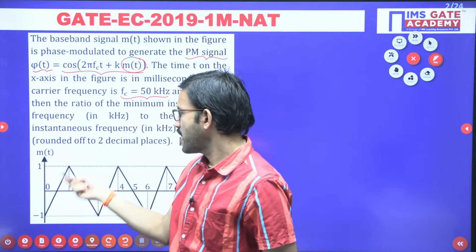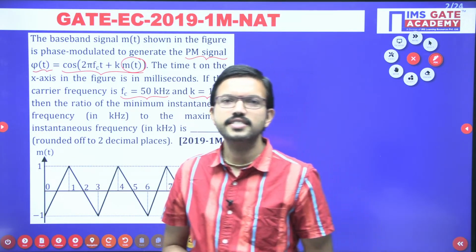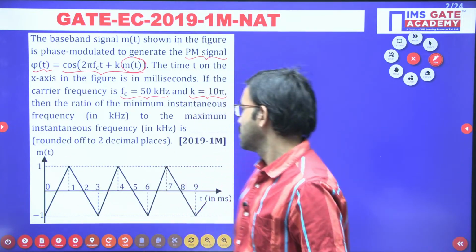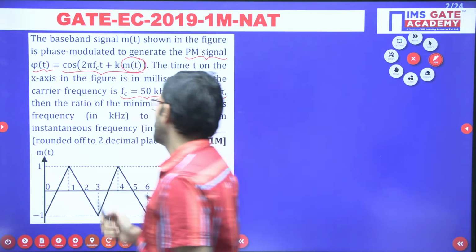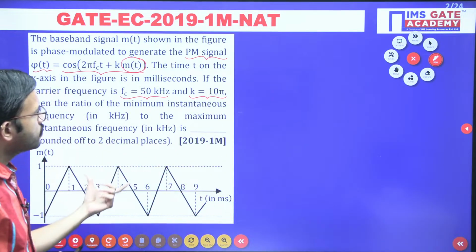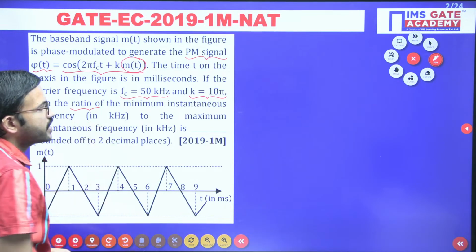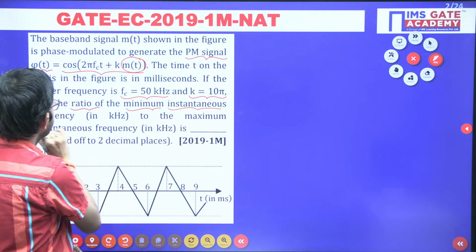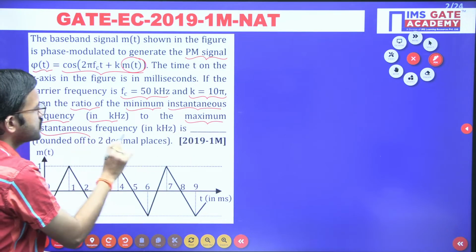Here you have the waveform in this fashion. It is in the triangular form, yes or no? It is in the triangular form, right? And it is a periodic waveform. So regarding m of t, they have given the waveform like this, and in this question they are asking for the ratio of minimum instantaneous frequency in kilohertz to maximum instantaneous frequency in kilohertz.